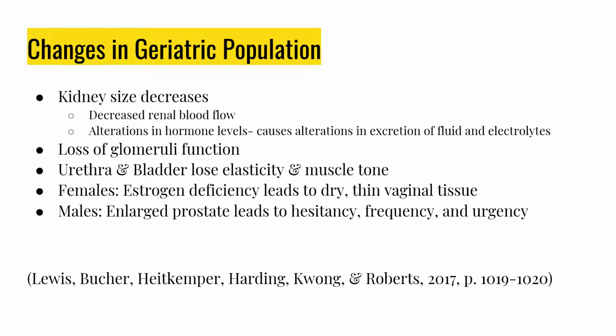These patients also lose glomeruli function. 30 to 50% of the glomeruli lose function by age 70. The urethra and the bladder lose elasticity and muscle tone, and that can alter urinary patterns and cause incontinence and infection. In females, estrogen deficiency causes dry, thin vaginal tissue, and in males, they can experience prostate enlargement, which can lead to hesitancy, frequency, and urgency with urination.